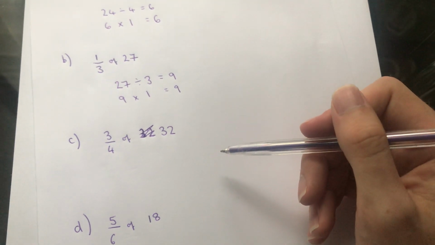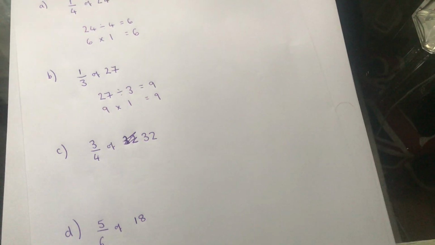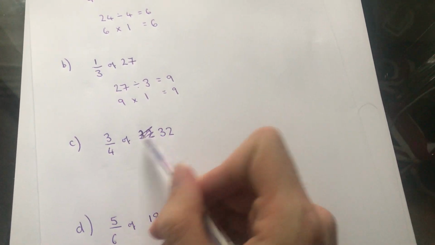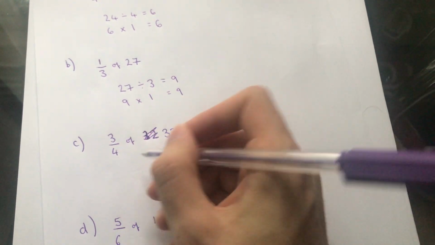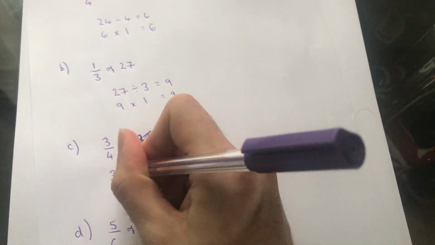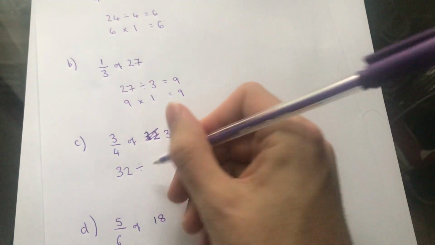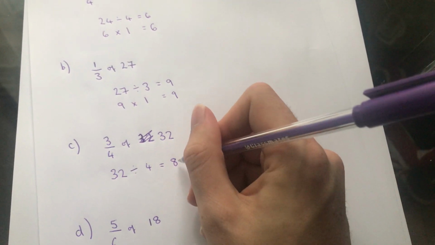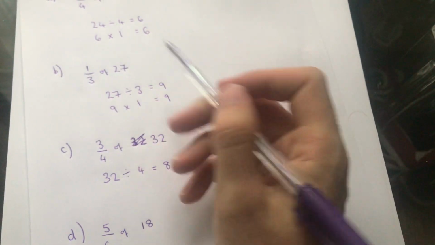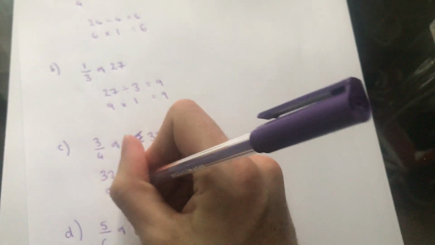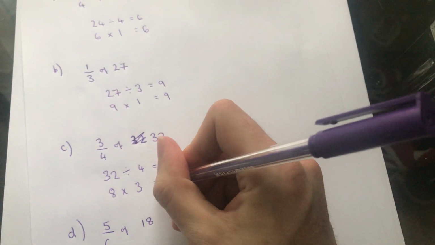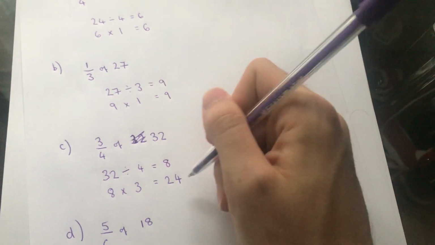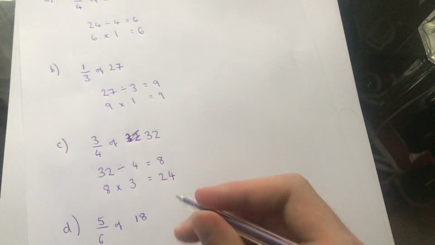Next, we've got 3/4 of 32. So we're finding 3/4 of 32. So we need to first find 1/4. We do that by dividing by 4. So 32 we divide by our denominator, divided by 4 equals 8. So we divide by denominator, multiply by numerator. So 8 multiplied by 3 equals 24. So 24 is 3/4 of 32.